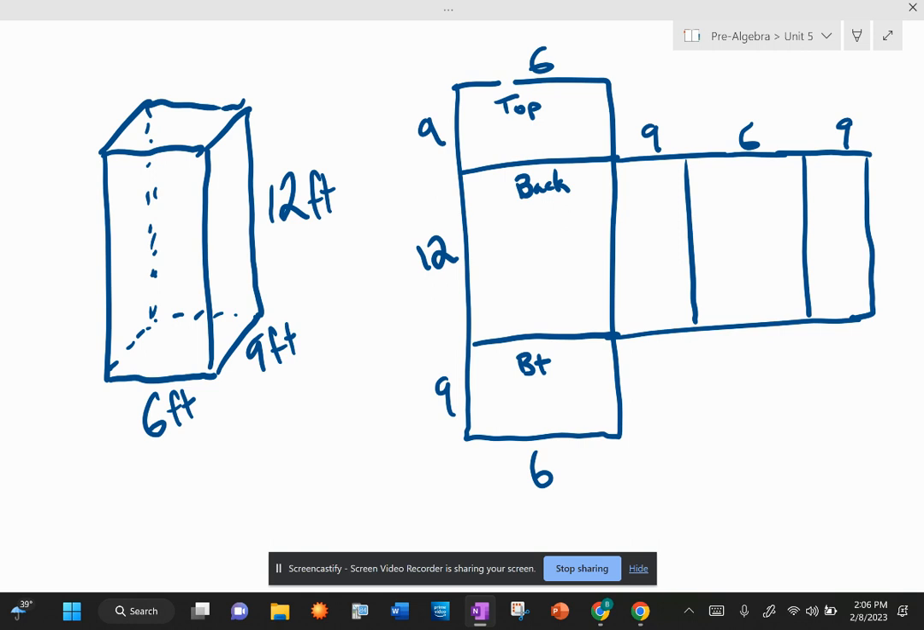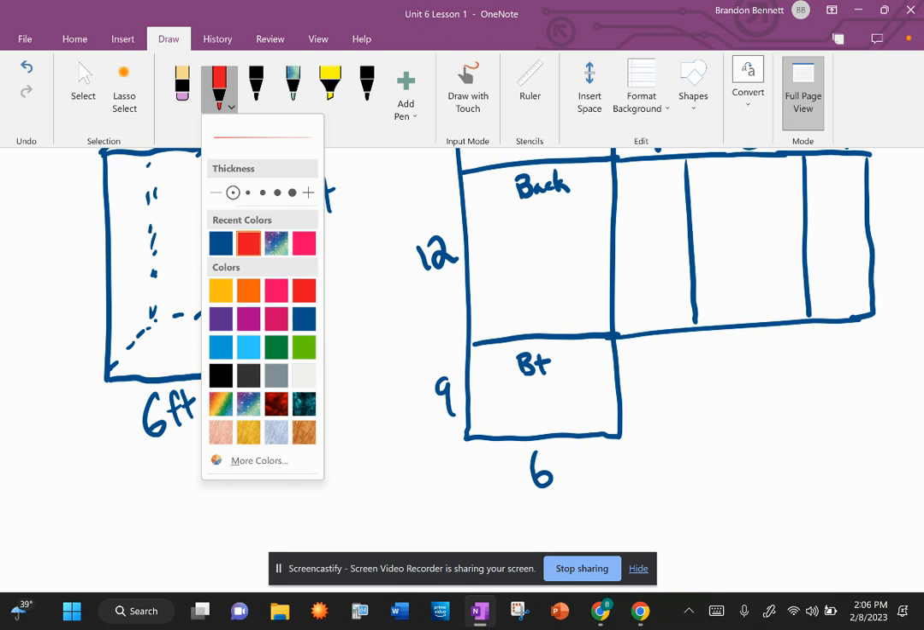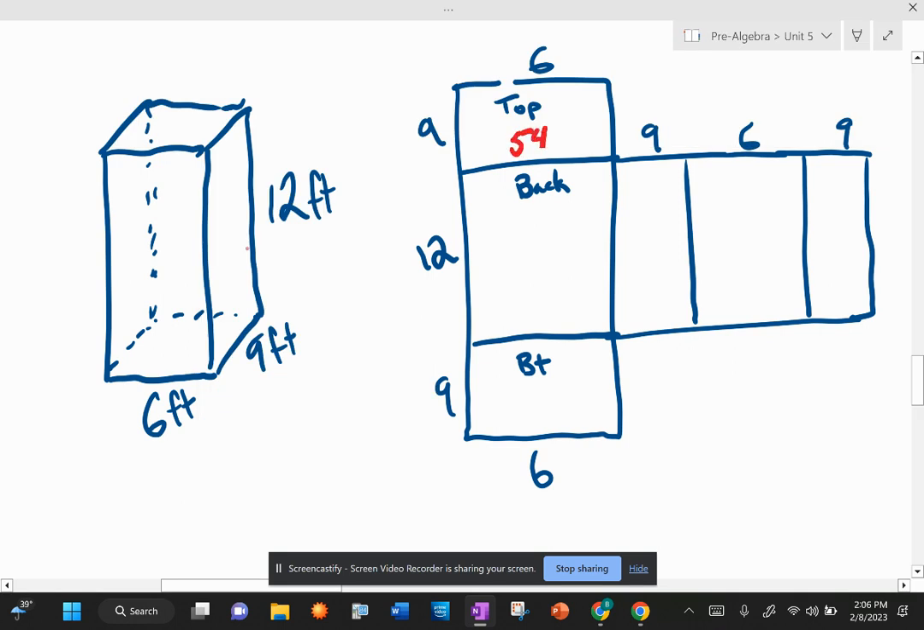All right. Let's talk about this one. 9 times 6, 54. Should have 54 on the top and the bottom. Those are the matching sides. Okay, the back is going to be 6 times 12, which is 108. Which other box is going to be 108? Yeah, the front. This one right here is going to be 108. And then you have your sides, which are going to match.